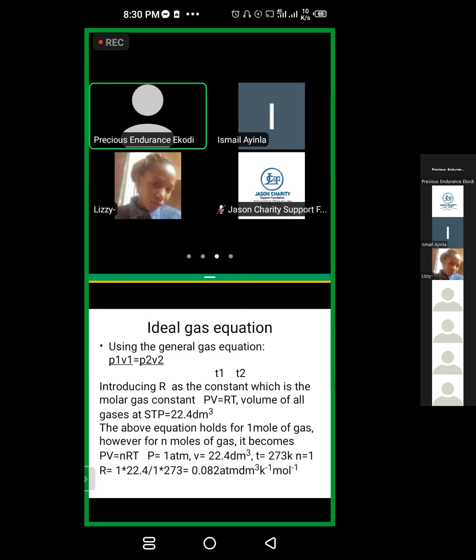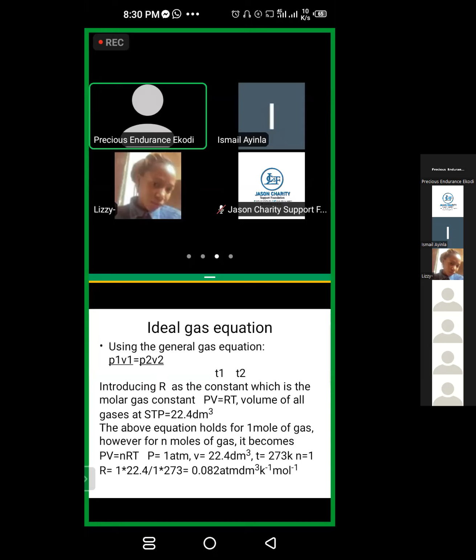We know what P is. That P is either 1 atm or 760 millimeters of mercury, but here, to get this, we use 1 atm. As I said earlier, the standard volume of all gases is 22.4 dm cubed. It's scientifically proven. Now, for n, since we are focusing on 1 mole of a gas, n is represented with 1. Then T is represented with 273 Kelvin. Remember, we said all temperatures should be in Kelvin.